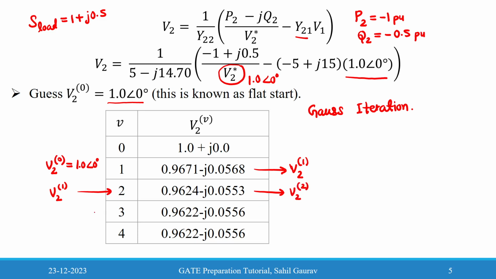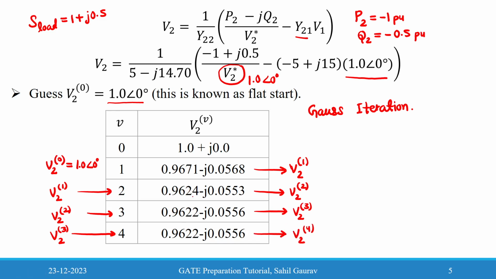And again, at the third iteration, put V2 3 in the given expression, you will get V2 3. And again, in the fourth iteration, you will get V2 4.